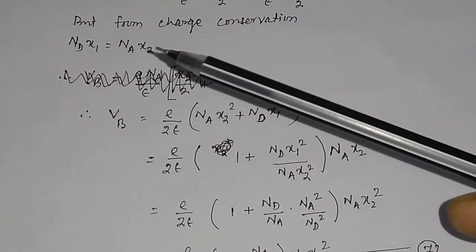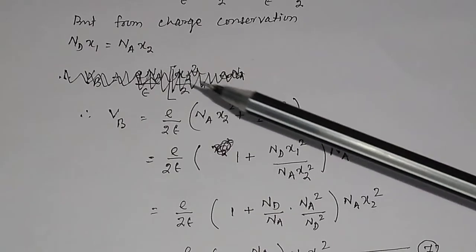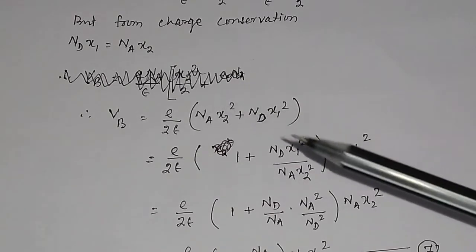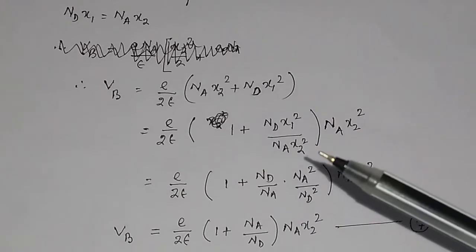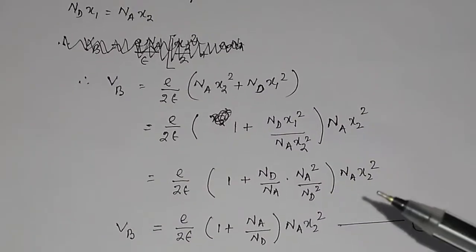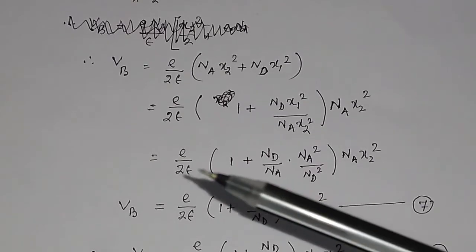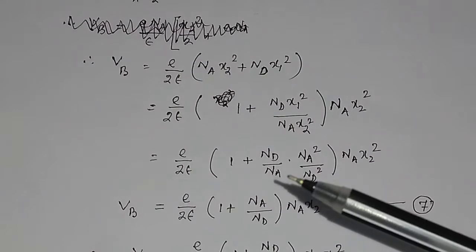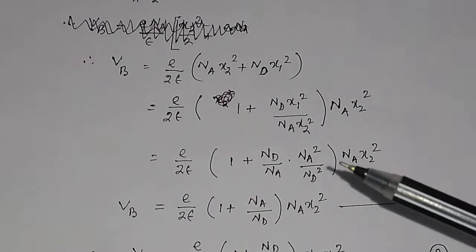And from this condition, if you put this condition, that is x1 by x2 equal to Na divided by Nd, then x1 square by x2 square will be equal to Na square divided by Nd square, and if you solve it, then you will get E divided by twice epsilon into 1 plus Nd divided by Na. Okay.